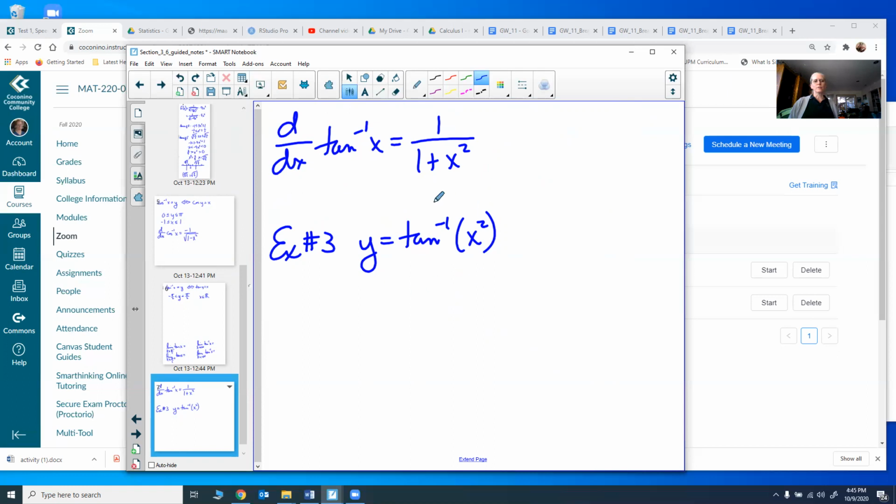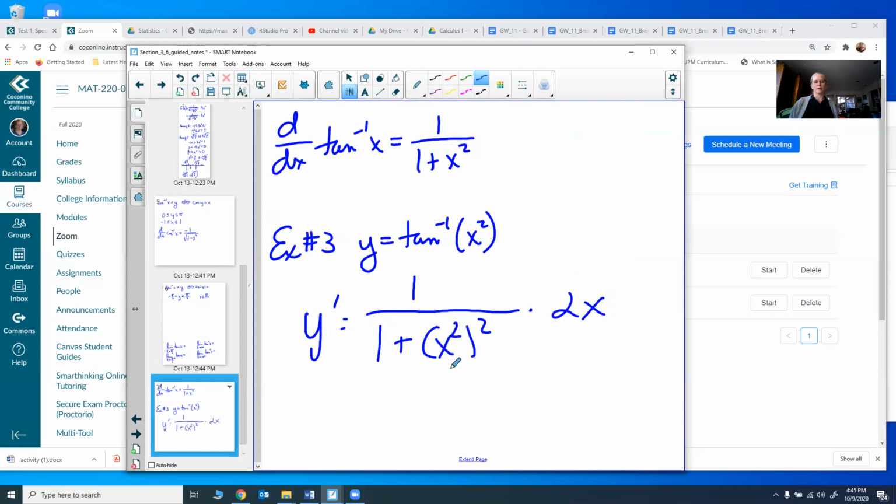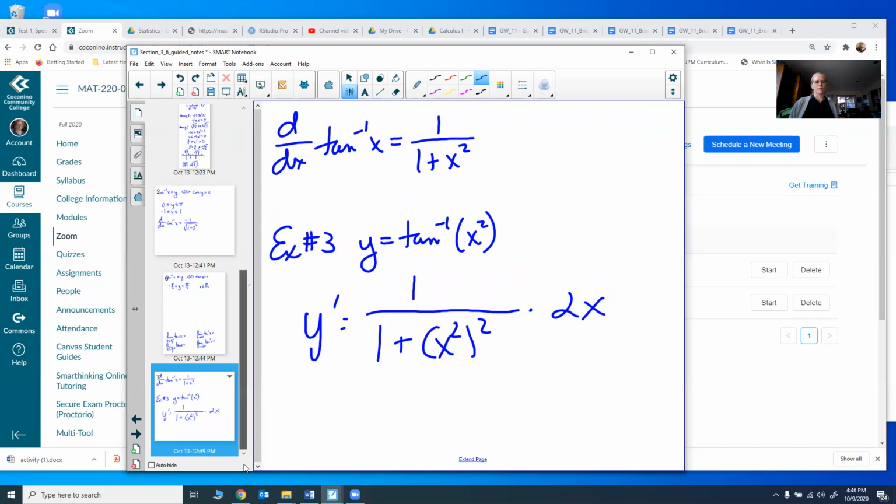So let's find the derivative of y equals the inverse tangent of x squared. Again, this is a chain rule. We have the derivative of the outside, the derivative of inverse tangent, then we have inside of x squared. The derivative of inverse tangent is 1 over 1 plus something squared, then times the derivative of the something. The derivative of the something is 2x, because the something was x squared. So you put the x squared inside that parentheses with the square, and then you have that derivative.